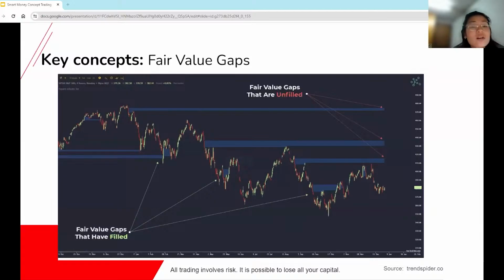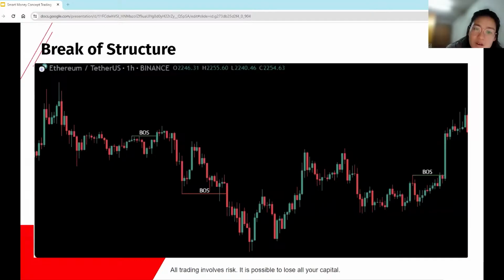Okay, so those are the key concepts for our ICT. If we go back to our SMC trading strategy, it's pretty similar in terms of the concepts. I think they pretty much just use different names. So here, introducing break of structure. This happens when the price moves past a significant level on the chart. So it breaks through a previous high or previous low. And this indicates that the current trend is continuing.